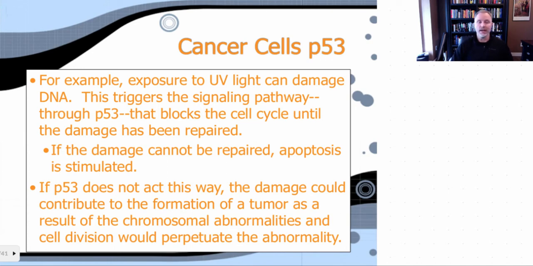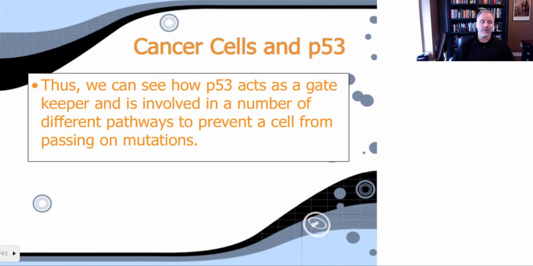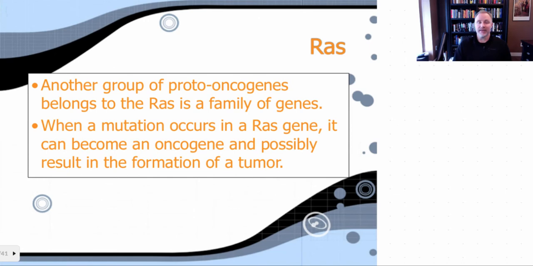Okay, if P53 doesn't act that way, again, you can get these chromosomal abnormalities being perpetuated, proliferating, and giving rise to a tumor. Okay, so you can see here how P53 acts as a gatekeeper, and it's involved in a number of different types of pathways that prevent the formation of these mutations and the passing on of those things. Okay, another group of proto-oncogenes that you find in your cells.